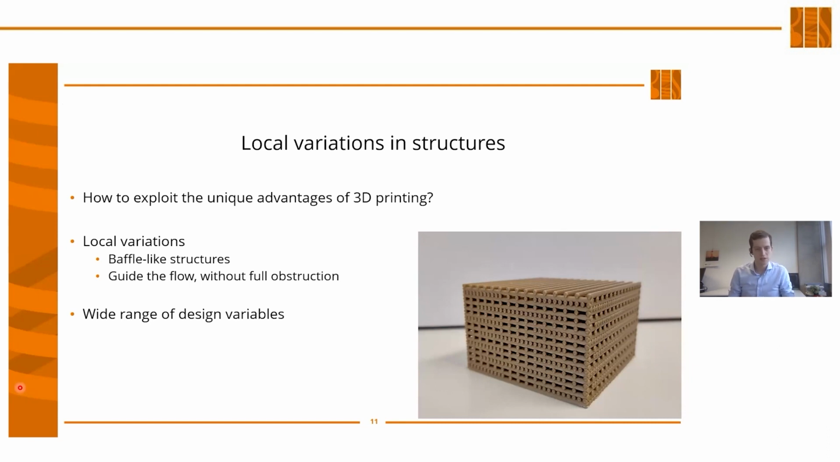One of the unique advantages of 3D printing, we think, is to include local variations in a structure. This is something that is nearly impossible to do with the conventional methods of shaping, but 3D printing can do it relatively easily. You can see in the picture, this is a plastic structure, not the actual catalyst. We have a grid-like structure, just like the log pile, but in some places we add an extra cylinder. In this way, we make a baffle-like structure.